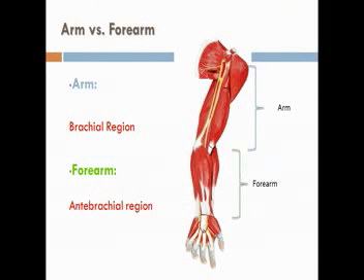The difference between the arm and the forearm is the arm is the brachial region and the forearm is the area below the elbow, often termed the antebrachial region.